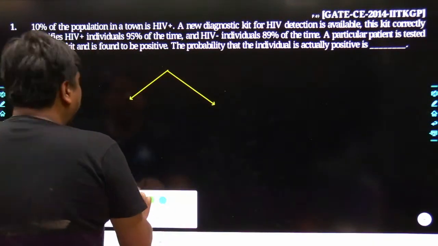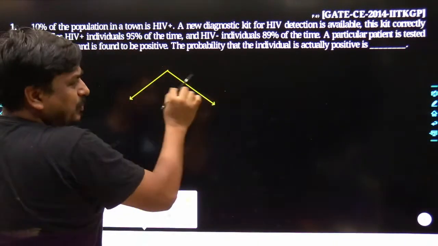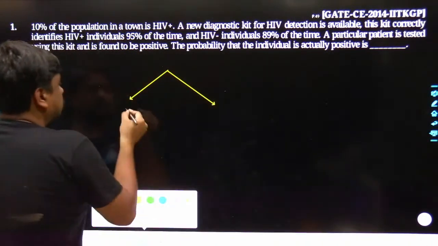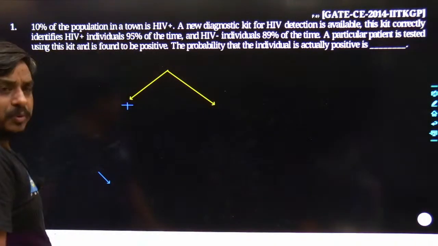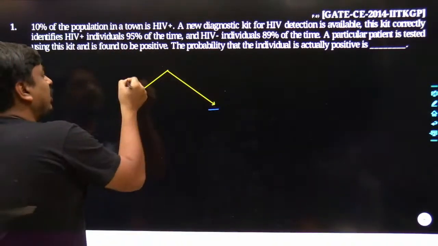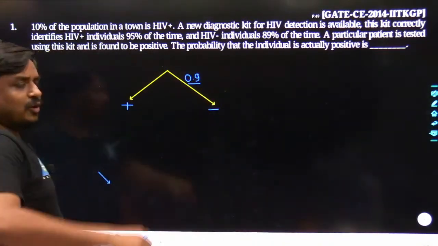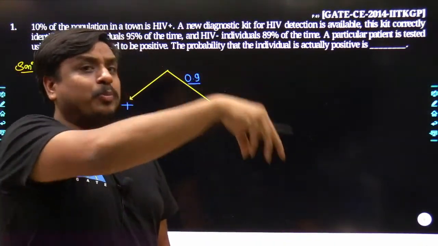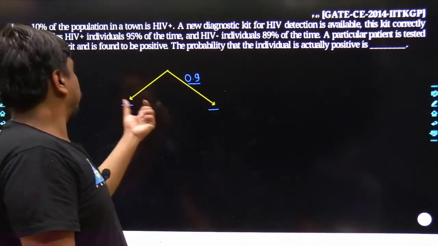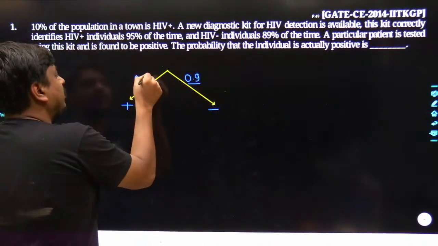So rather than wasting time writing the big words HIV positive and HIV negative, just take an event that the person is HIV positive, and the event that the person is HIV negative. What is its possibility? 90% of the time the person would be HIV negative. That means if you pick a person from a certain population, from a certain village, the possibility that the person is HIV positive is 0.1.